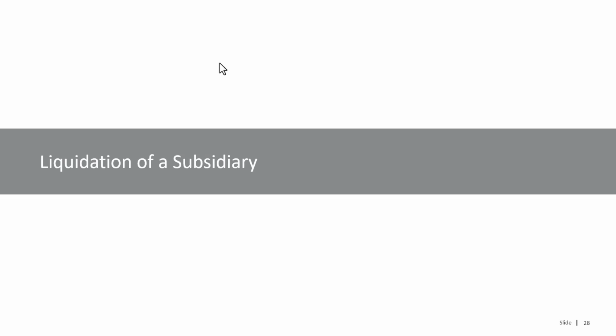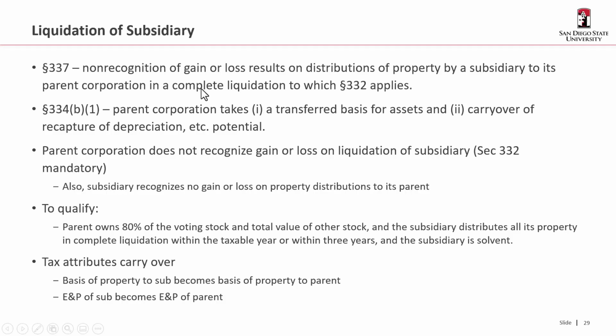All right. So we know the rules differ between the liquidation of a corporation when it's a corporate subsidiary versus when it's done by the individual shareholders. So now we got to talk about the corporate subsidiary, and the rules are very different. There is non-recognition of gain or loss on distributions of property by a subsidiary to its parent corporation in a complete liquidation, to which 332 applies. And 332 is just the liquidation rule.